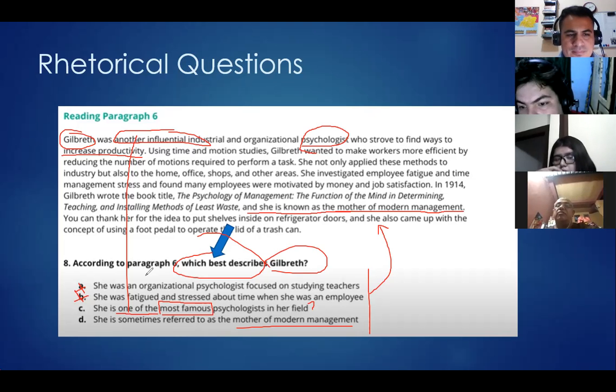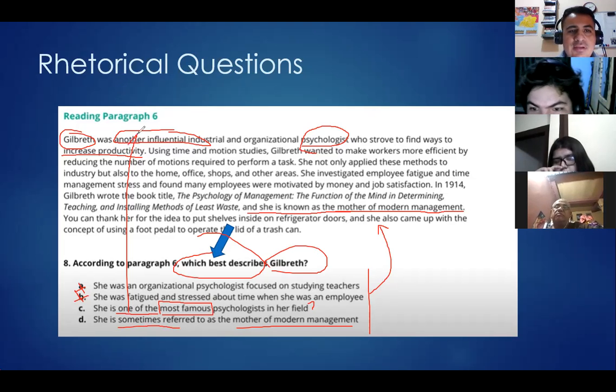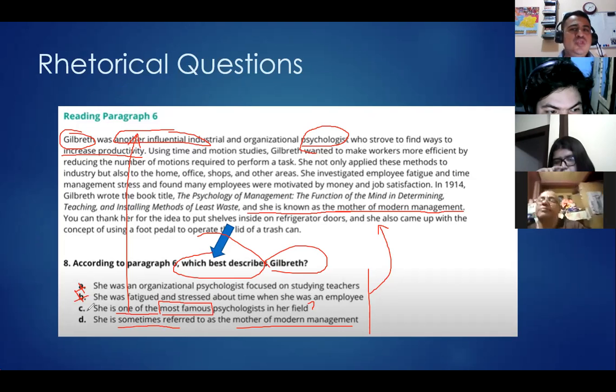She's known as the mother of modern management. She's not sometimes referred to, she's known as. Okay, very good. So if we read carefully, maybe it will be C. I'm not going to tell you that you're wrong, but between C and B. C and D, sorry. Who chose D? Did anybody choose D? I did.